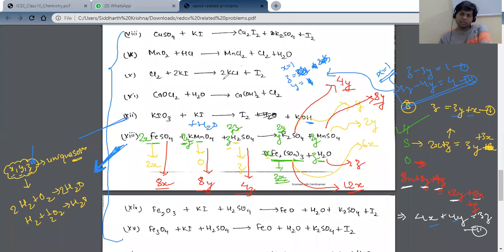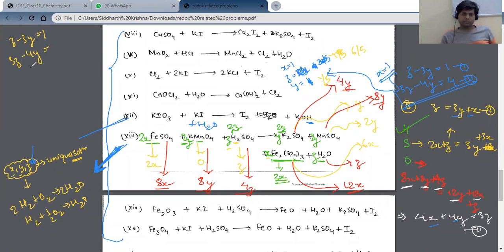Sir, Y equals 1 by 5. Yes, sir. Sir, Z equals 6 by 5. Everyone is getting these two answers? Yes, sir. Okay. So Y is equal to 1 by 5.